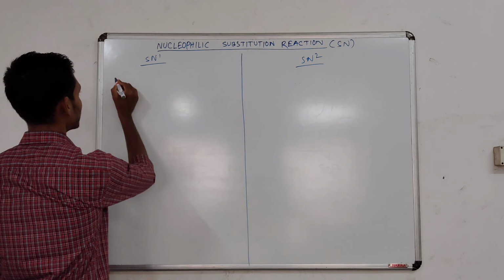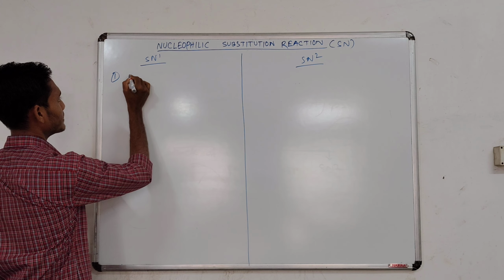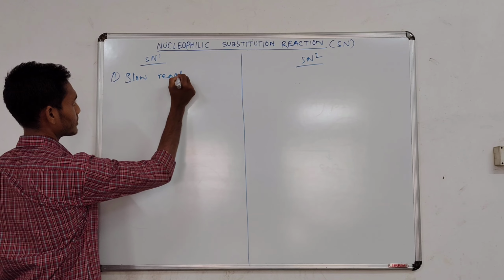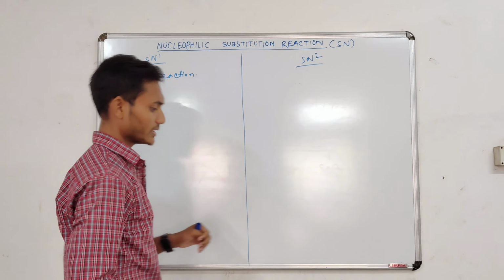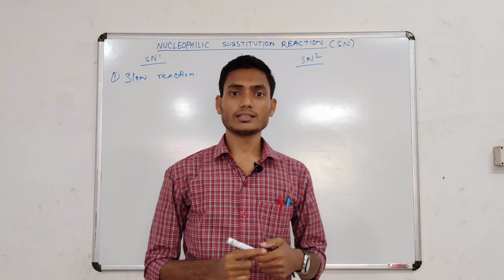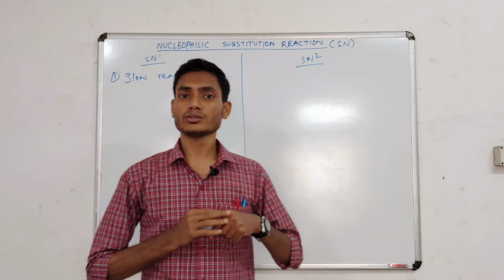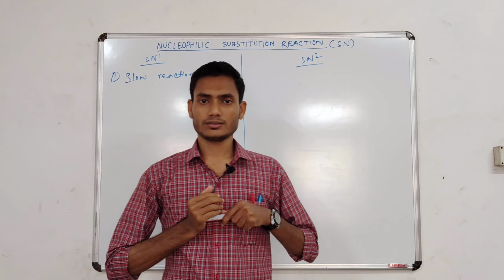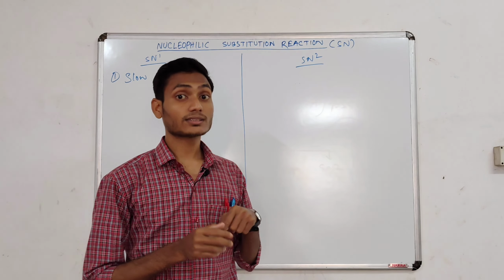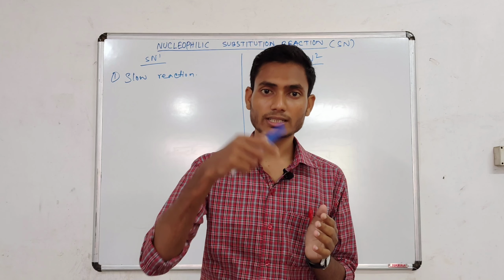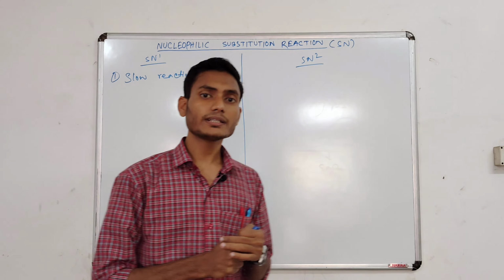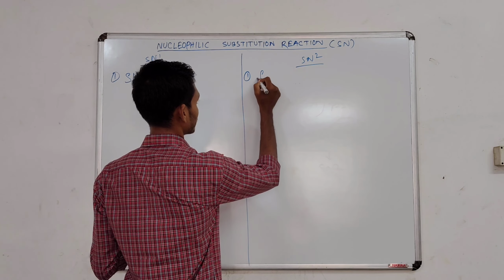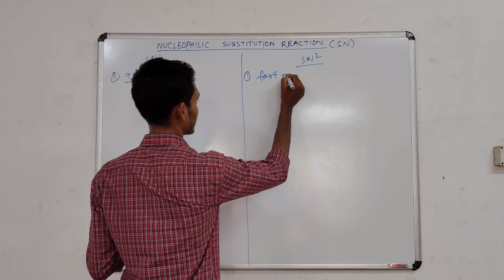So at first, SN1 reaction is a slow reaction. Why slow reaction? You already know that SN1 reaction occurs in two steps. The first step is the generation of carbocation, that is a very slow step, and SN2 reaction is very fast, it is a fast reaction.